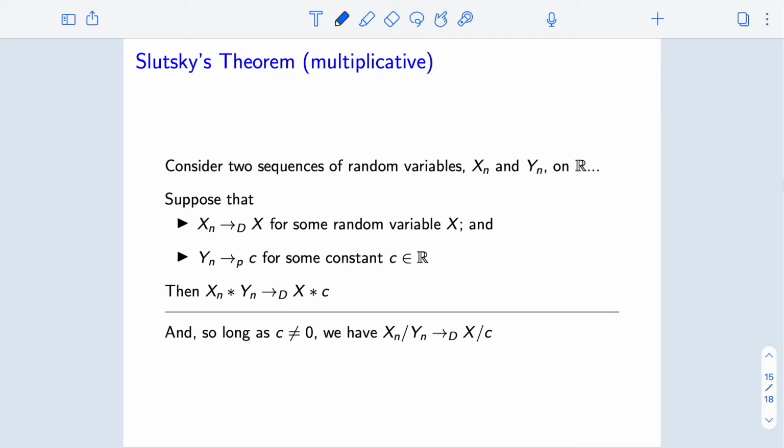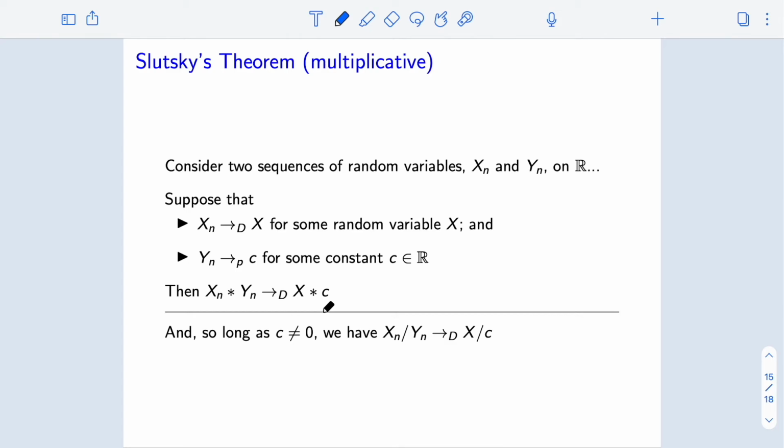To show this, we're going to use a theorem called Slutsky's theorem, which we mentioned before. We mentioned an additive version before, and now we're going to engage with a multiplicative version of that theorem. So in this multiplicative version of Slutsky's theorem, we imagine we have two sequences of random variables, Xn and Yn. We imagine that Xn converges in distribution to some random variable X, and that Yn converges in probability to some constant c. And in that case, the product Xn times Yn, which is a sequence of random variables, will converge in distribution to X times c.